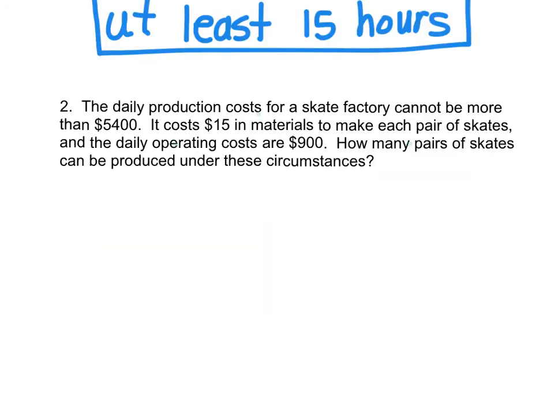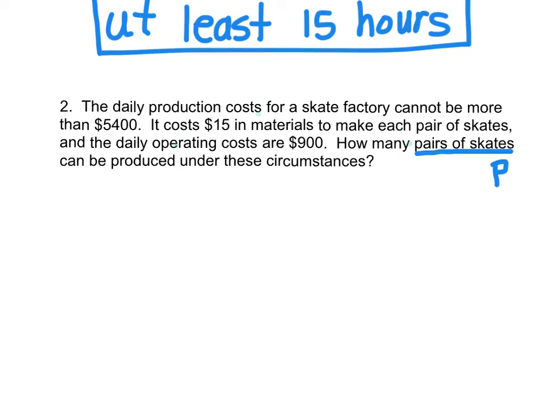The daily production cost for a skate factory cannot be more than $5,400. It costs $15 in materials to make each pair of skates, and the daily operating costs are $900. How many pairs of skates can be produced under these circumstances? Let's look at the question. How many pairs of skates can be produced under these circumstances? So I'm looking for the amount of skates, but I don't like using an S, so I'm going to use a P for a pair of skates.